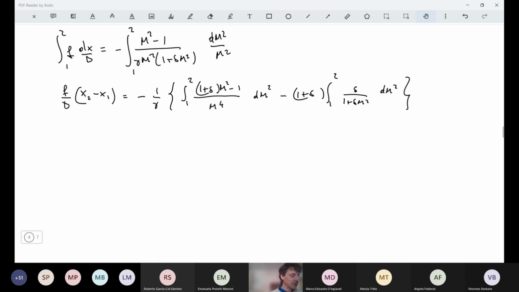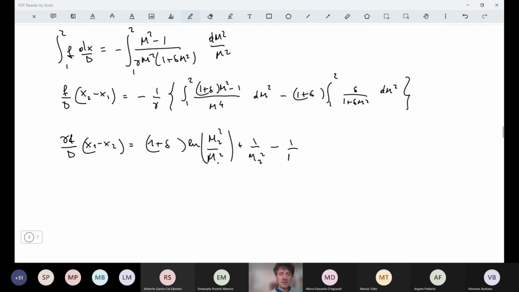So at the end I can bring this gamma on the left hand side and say that gamma f over d, x1 minus x2, is equal to 1 plus delta, ln M2 squared over M1 squared, plus 1 over M2 squared minus 1 over M1 squared, minus 1 plus delta, and the logarithm of 1 plus delta M2 squared over 1 plus delta M1 squared. So you see that we can have this integration, and we can also compact different terms within the logarithmic expression.